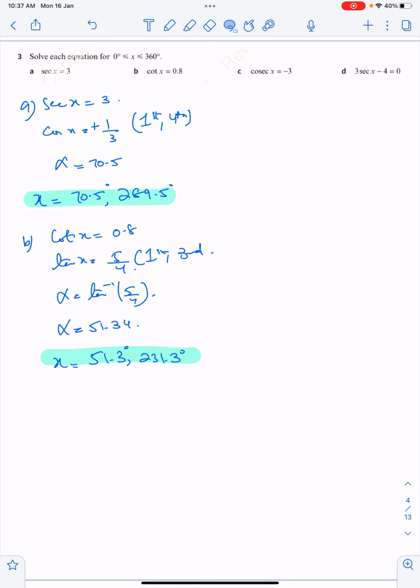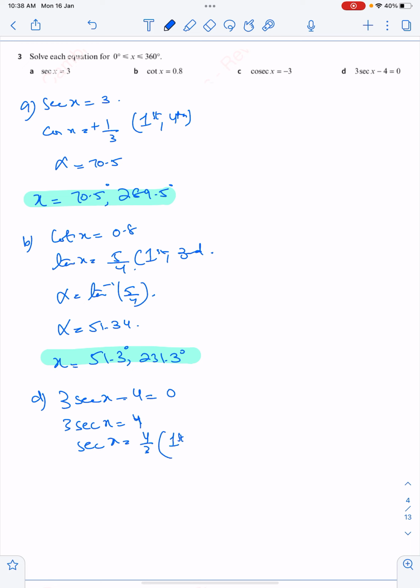Okay, doing the last one now. Sec x minus 3 sec x minus 4 equals 0. So it's going to be 3 times sec x equals 4. Sec of x equals 4 upon 3.